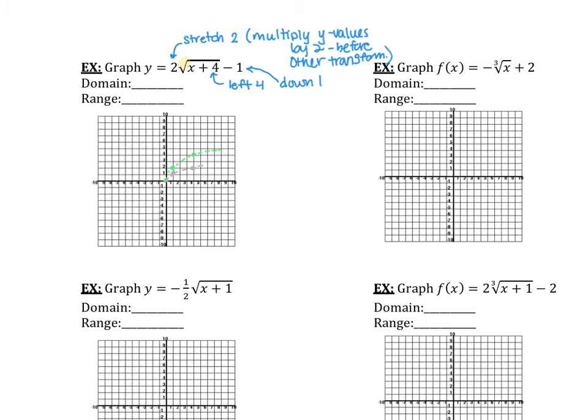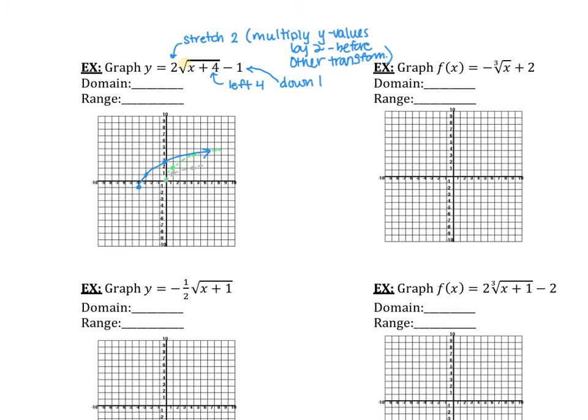Now I need to take each of those points and move them left 4 and down 1. So I'm going to go left 4, down 1. Left 1, 2, 3, 4, down 1. And my graph looks like this. So there is my graph.